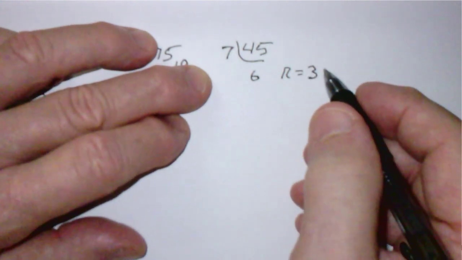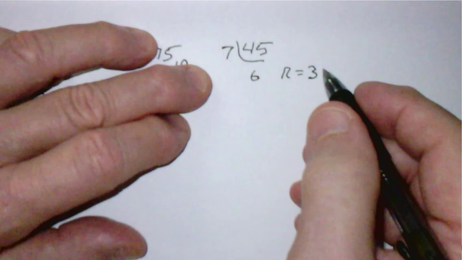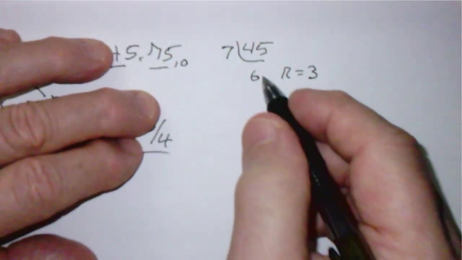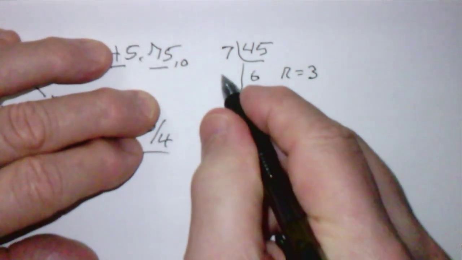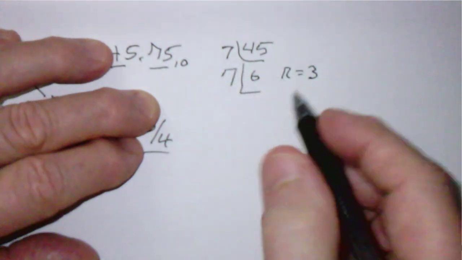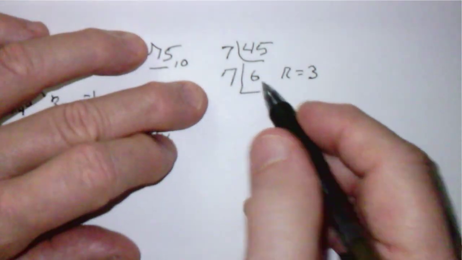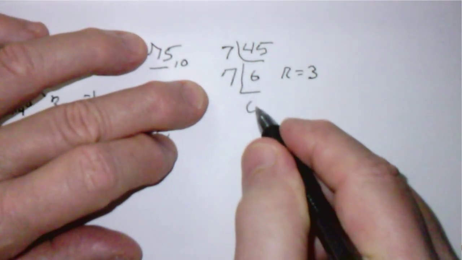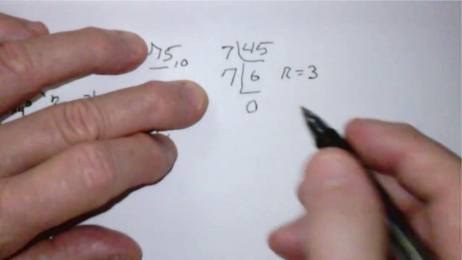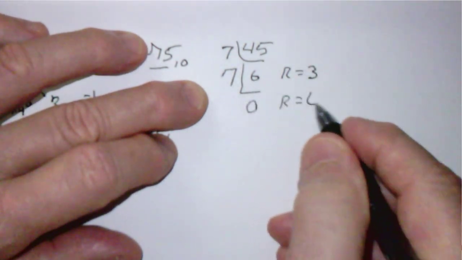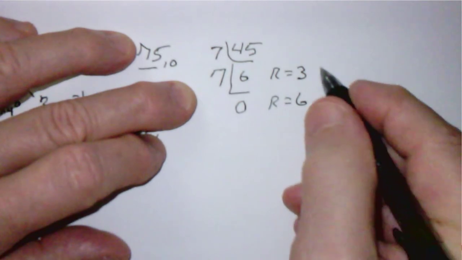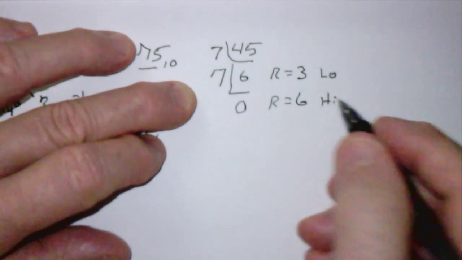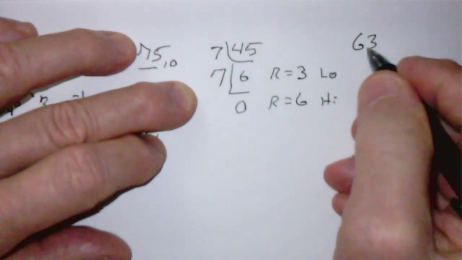Right? Or did I do that wrong? Yeah, 3. And then 6 divided by 7 is 0 with a remainder of 6. Okay, so this is our low order. This is our high order. So that's going to give us 63 point something.